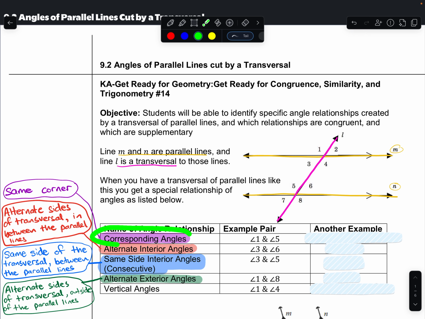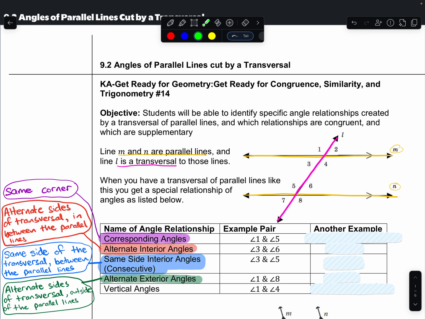So corresponding angles mean they're in the same corner. Let's start with that one. So, for example, line M and the transversal L, they have an intersection, and angle 1 is in the upper left corner of that intersection. If we look at the other intersection, like where line L and N cross, angle 5 is in that same upper left corner. So 1 and 5 are what we call corresponding angles. They're in the same corner.